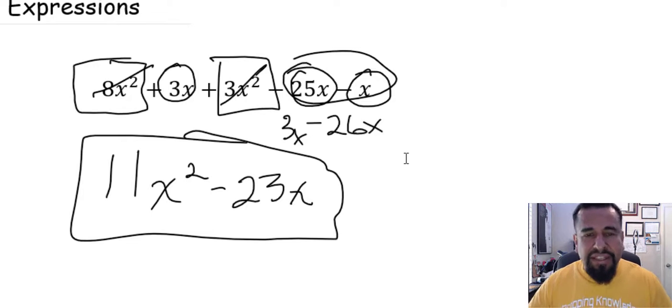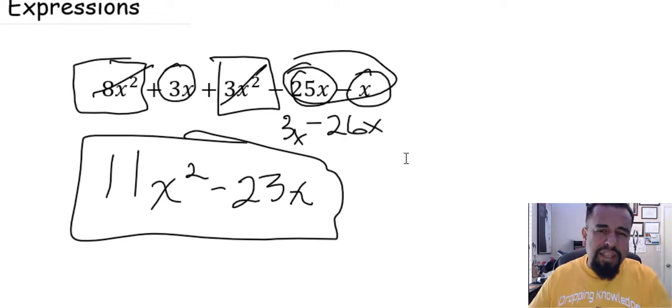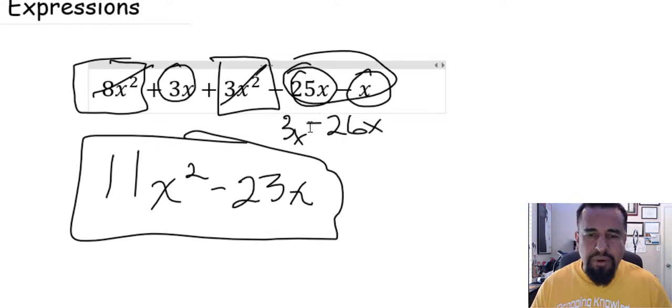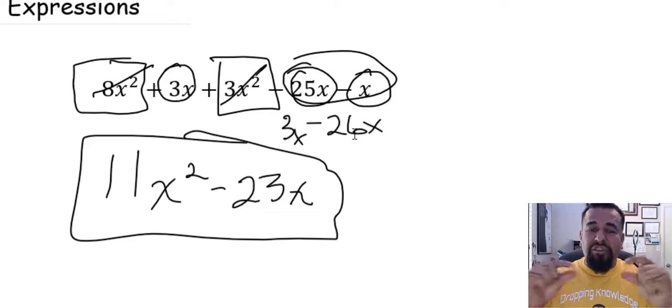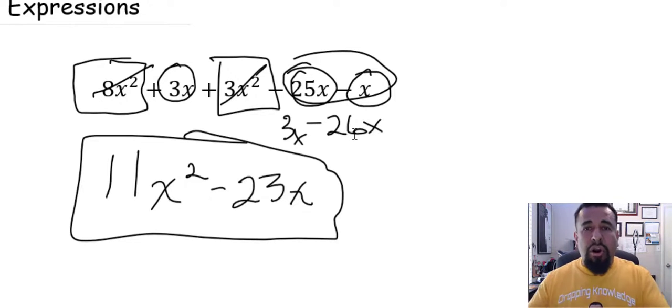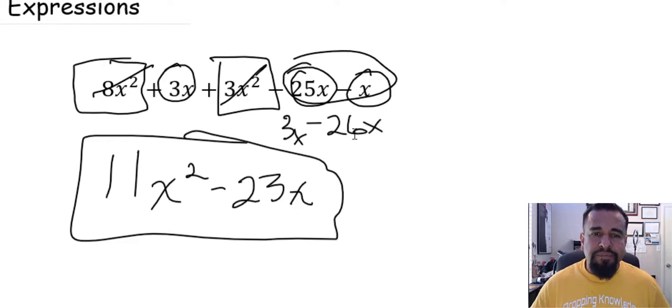Hopefully, you got this correct if you paused the video and tried it. So, normally, people will get the last part here wrong. They'll combine the terms. They'll add incorrectly. But for this part, you can just use a calculator. The main principle of this video is to understand what like terms are and make sure that you're combining only like terms together. All right?